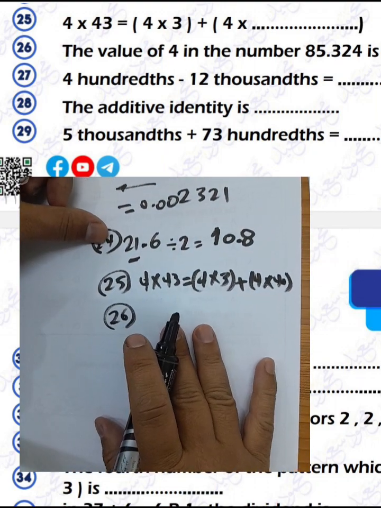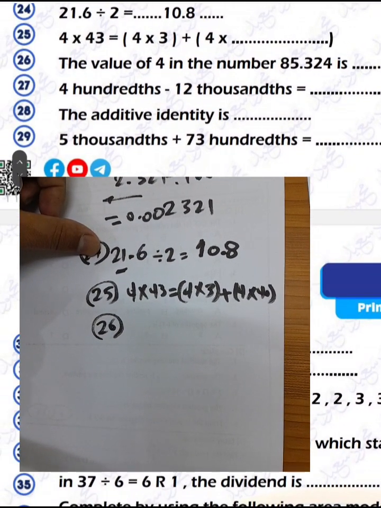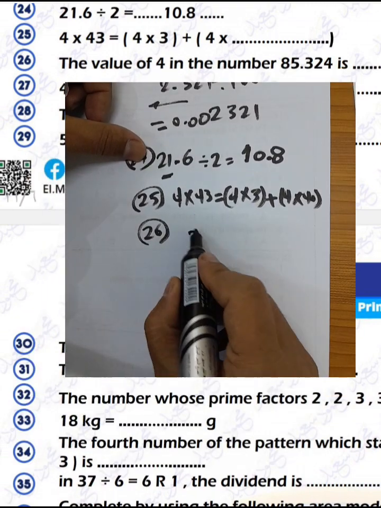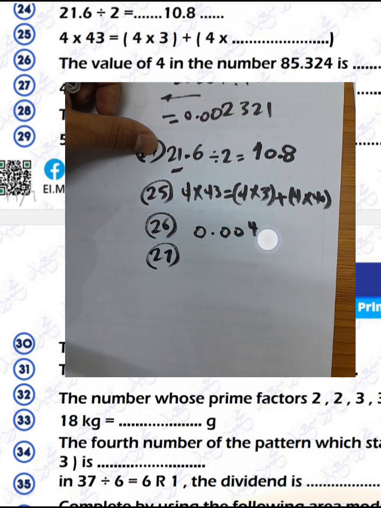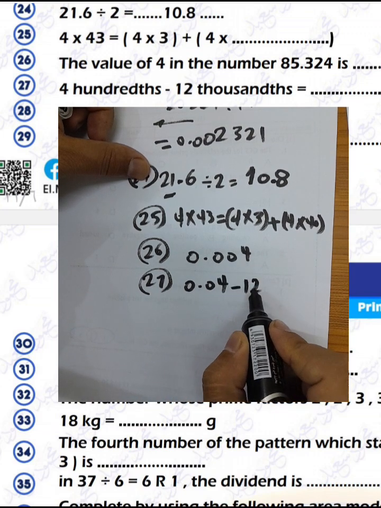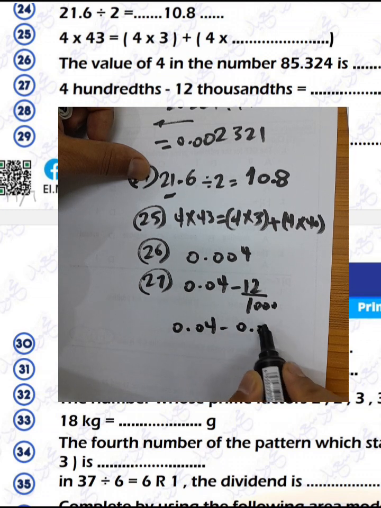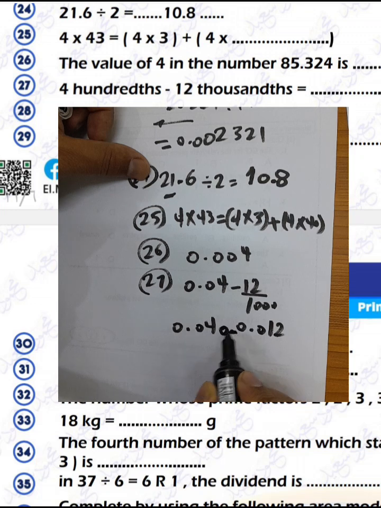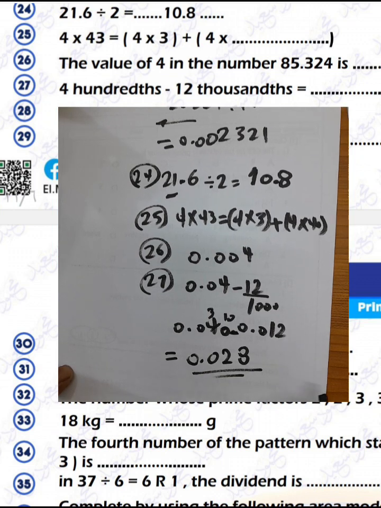Question 26. The value of the digit 4 in the number here lies in thousandth. Then the value of the digit 4 here will be 0.004 because 4 lies in thousandth. Question 27. 400th subtract by 12 thousandth. It will be 0.04 subtract by 0.012. We must put 0 here to equal parts and find the difference. It will be 10 and 3. 10 minus 2, it will be 8. 3 minus 1, it will be 2. 0 minus 0, 0. 28 here, thousandth.